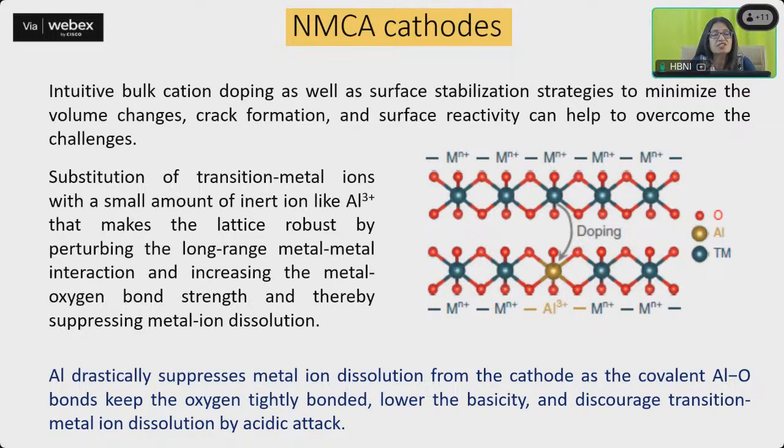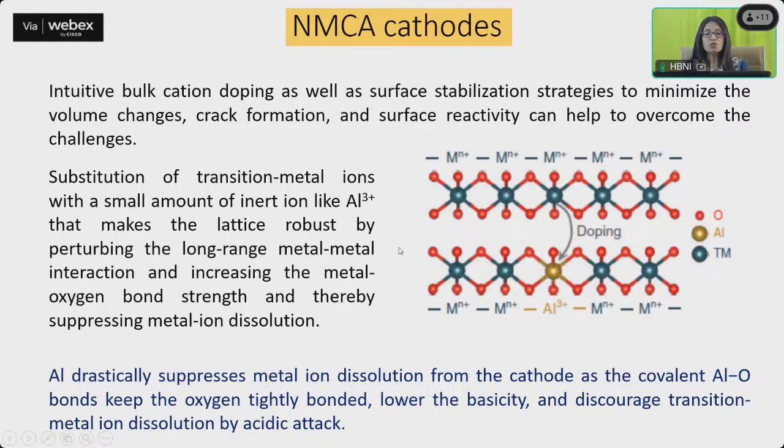So all these different challenges which we have. One approach is bulk cation doping, as well as stabilizing the surface. Many times right now you will find different cathode materials on which there is surface passivation happening, but the surface passivation is such that it is not going to allow your transition metal ions to dissolve and move into your electrolyte and then go and deposit in the anode.